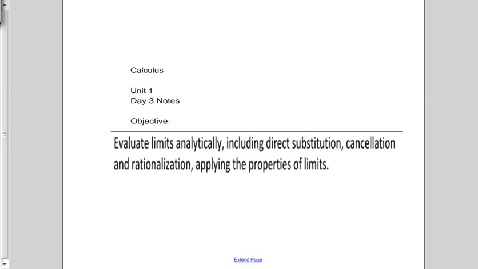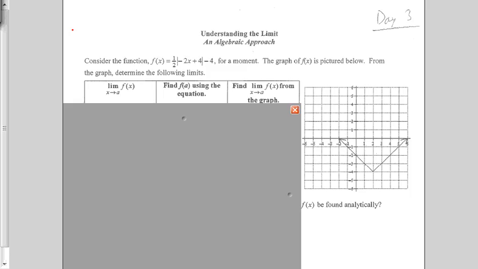Calculus, Unit 1, Day 3 notes. Our objective: evaluate limits analytically, including direct substitution, cancellation, and rationalization, applying the properties of limits.